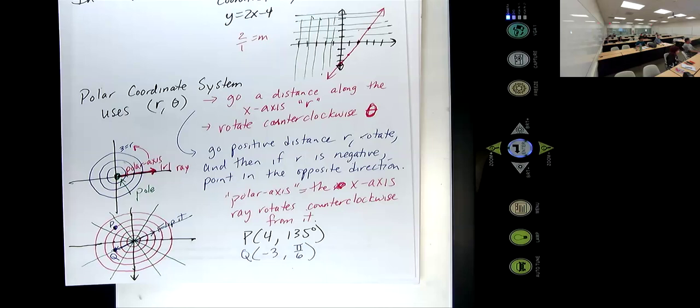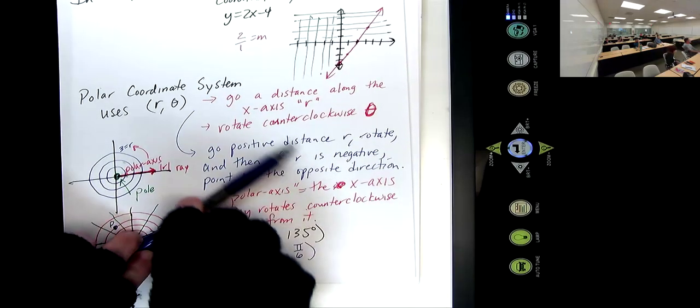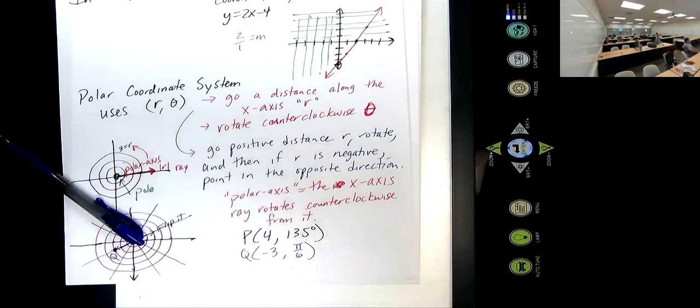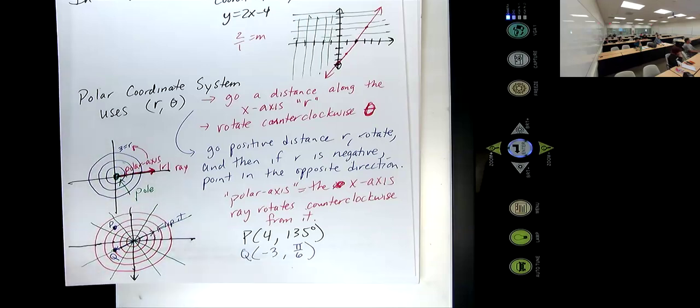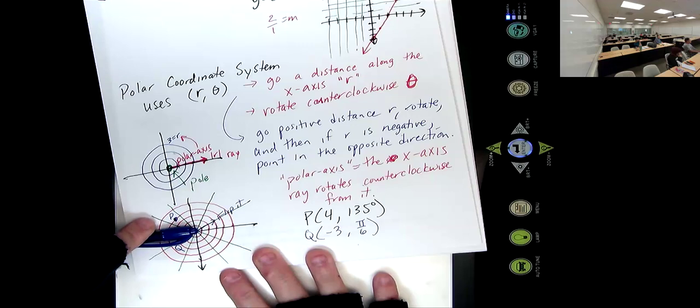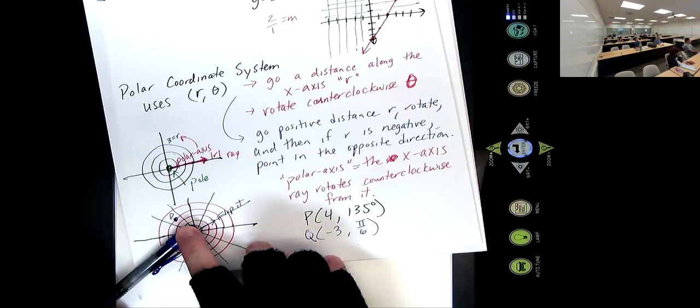Wait, why are you supposed to rotate them counterclockwise, right? So why is P on that side? Because we rotated 135 degrees from the x-axis. Oh, okay, I was getting confused with that. And for Q, it goes -3, so it's going in this direction and it rotates pi/6, which is 30 degrees. It ends up on that line.